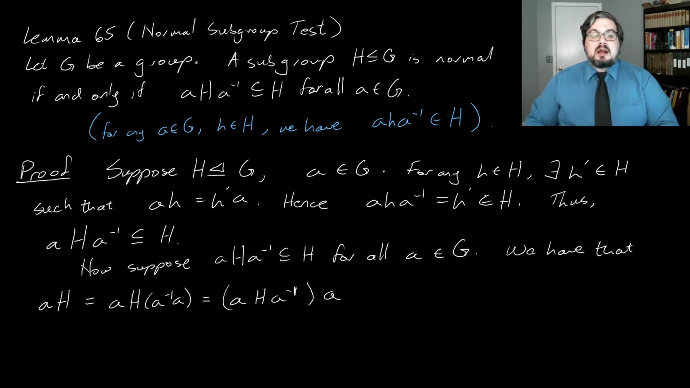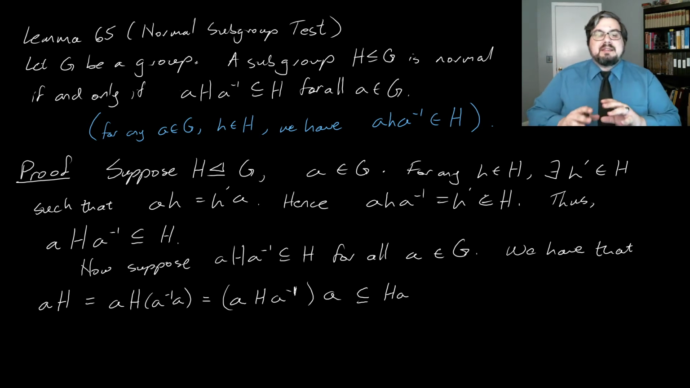Now we can use our hypothesis. Our hypothesis is that aHa⁻¹ is a subset of H. So that tells us that this whole set we're looking at is a subset of Ha. Now, of course, this doesn't quite give us what we want yet, because to show that the subgroup H is normal, we need to show that these two sets are equal.